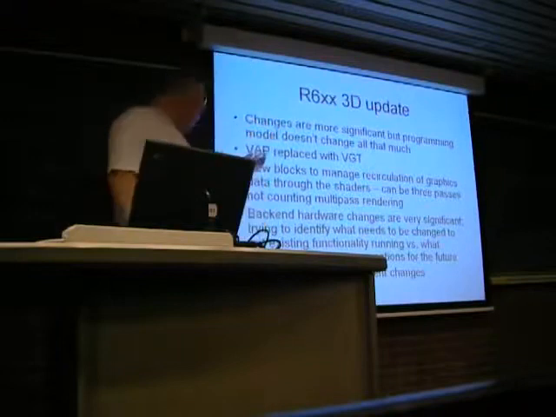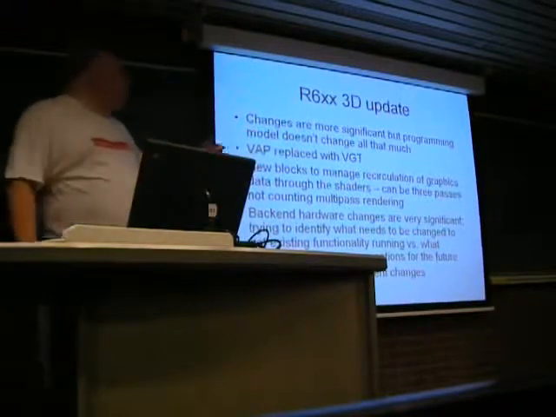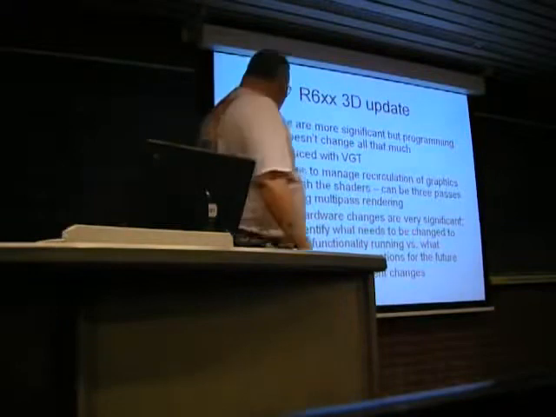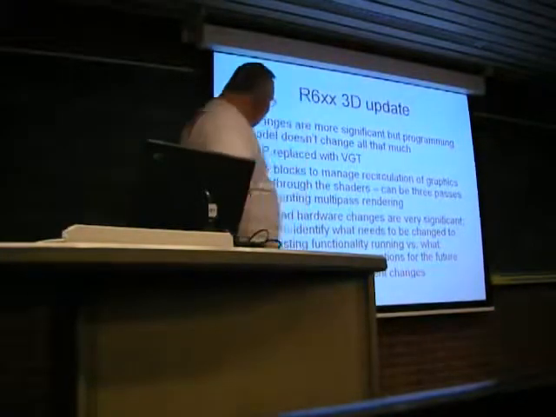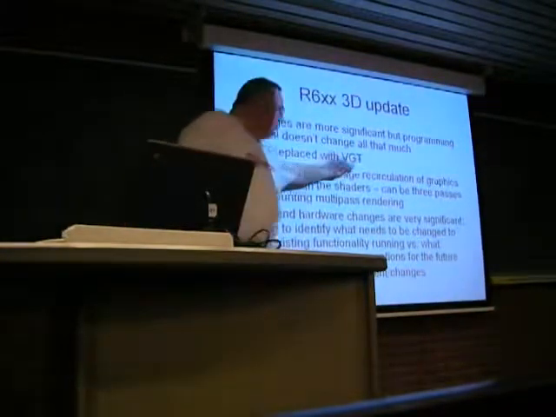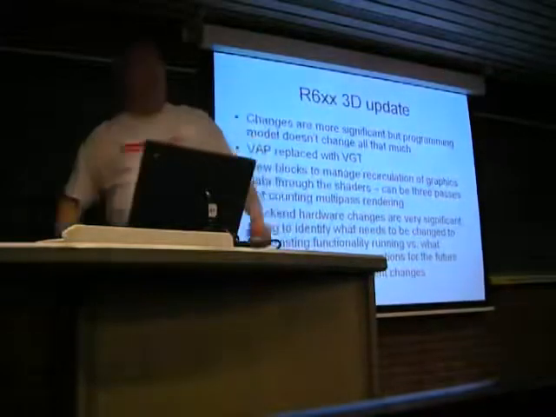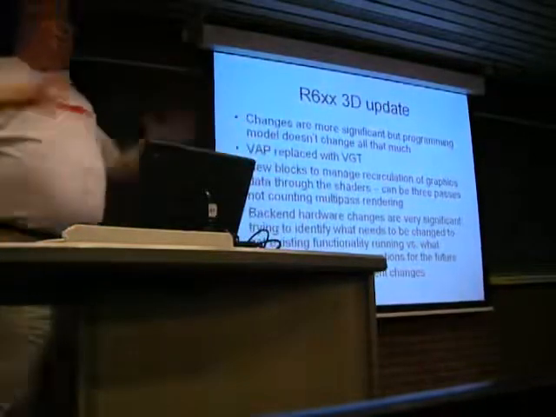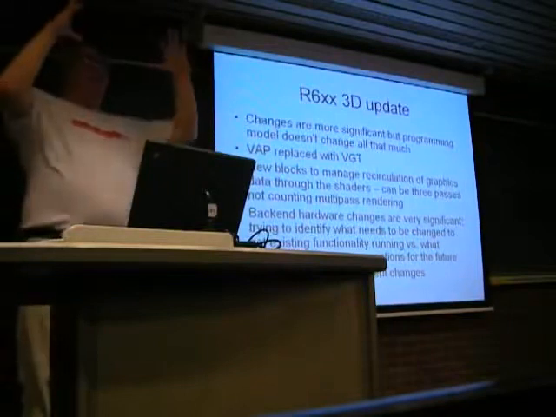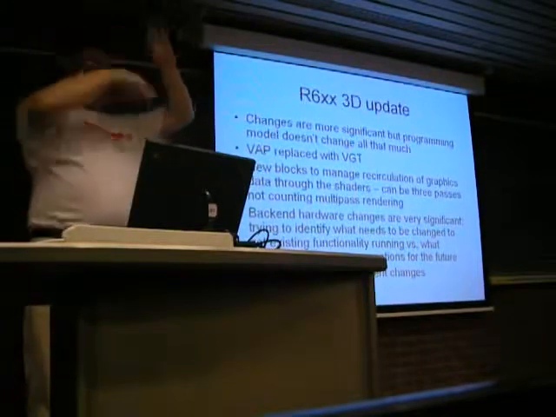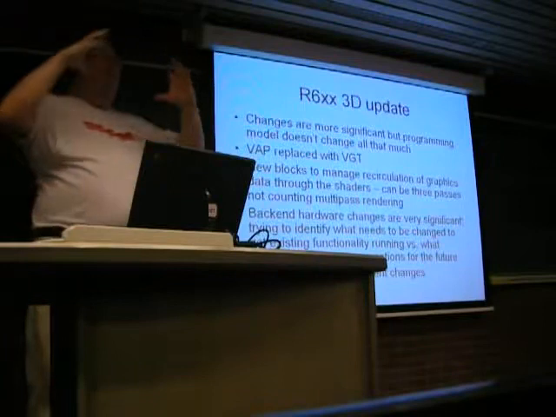Fundamental change, VAP, which is the vertex assembler processor and includes the vertex shader part, is replaced with the vertex grouper and tessellator, which does pretty much the same thing, but instead of doing the vertex shading inside, it lines all the stuff up and feeds it off into the unified shader block.